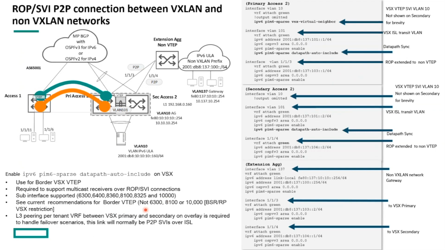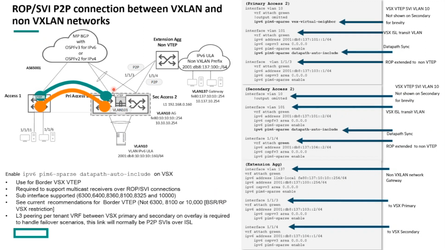We obviously shouldn't be using things like the 6300 and 8100 as border VTEPs in a production environment. And there is a restriction on the 10,000 switch: if you're using it as a BSR and RP, you can't use it. So let's look at the configuration here.